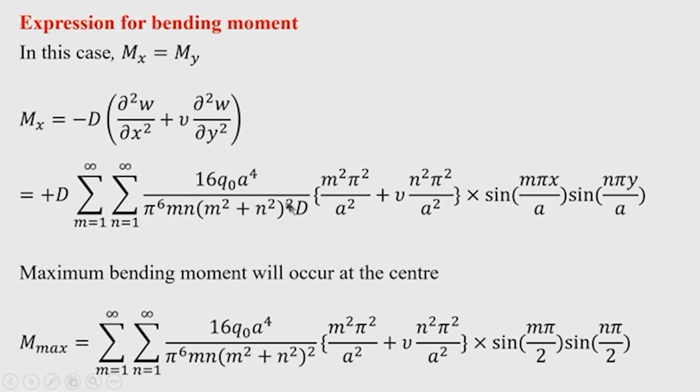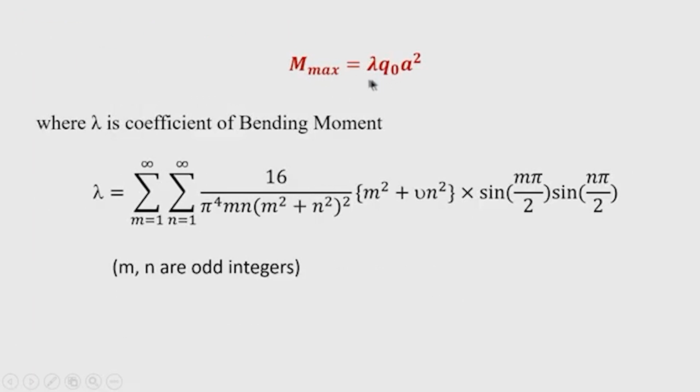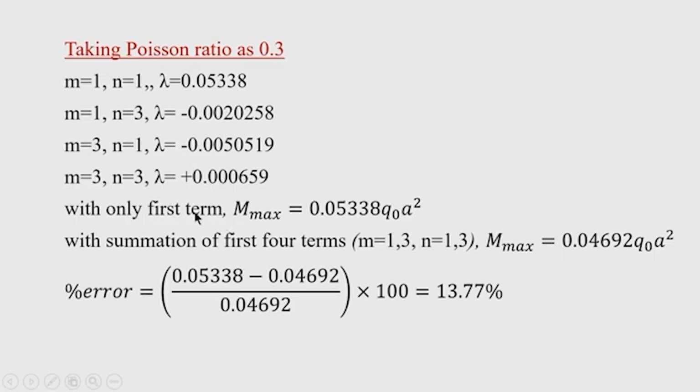So, the maximum bending moment again will occur at the center, and the maximum bending moment quantity is 16 q naught a to the power 4 divided by pi to the power 6 m n (m square plus n square) whole square, times (m square pi square by a square plus mu into n square pi square by b square) and sin m pi by 2 sin n pi by 2. So, the maximum bending moment is written like that, and considering this number of terms, we now see how it converges.